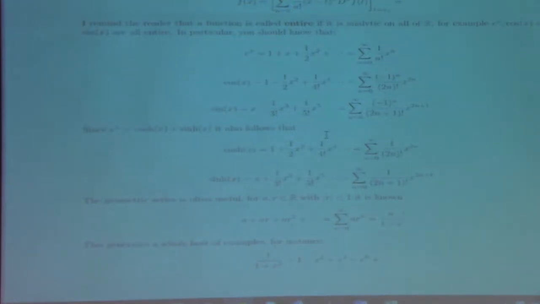These are the ones you guys are supposed to know from Calculus 2, right? And I come across some of them today in the examples, but I didn't hit all of them.